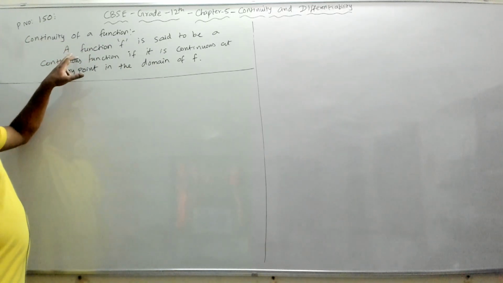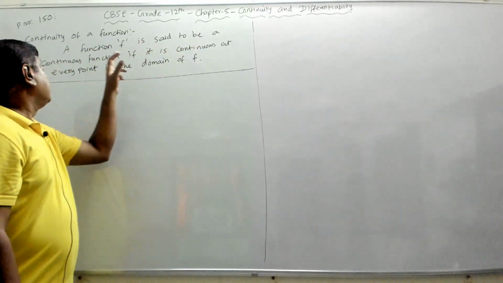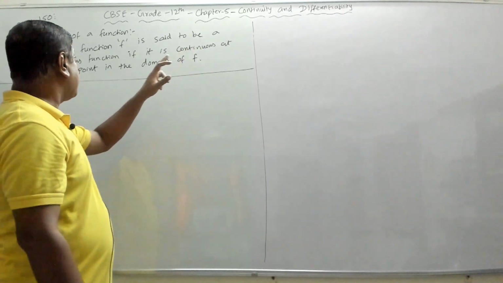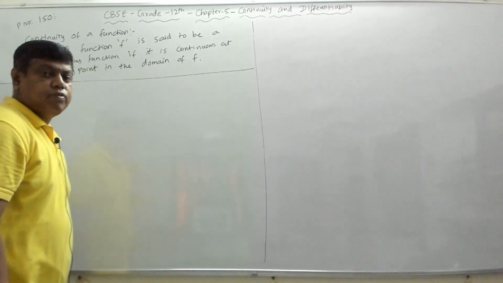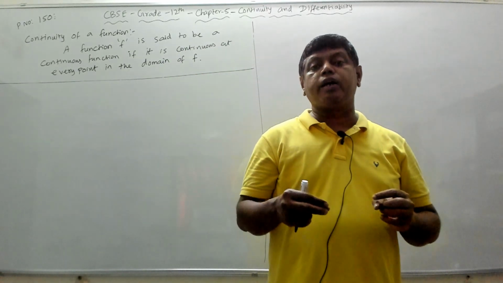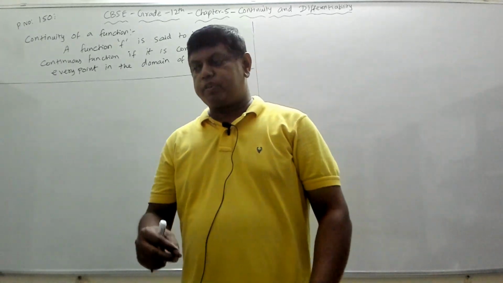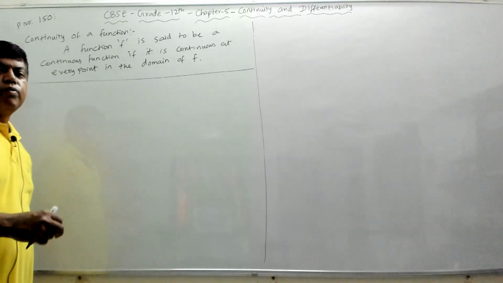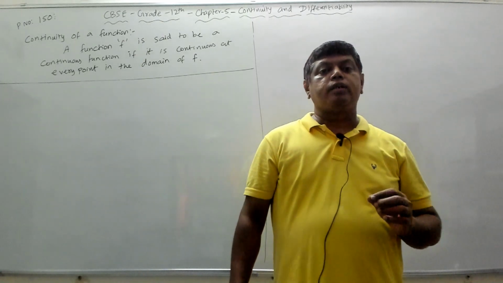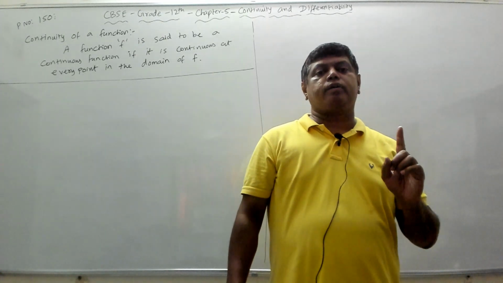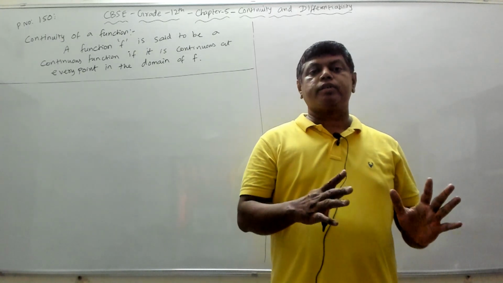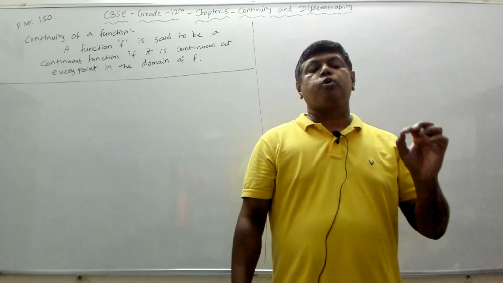A function f is said to be a continuous function if it is continuous at every point in the domain of f. If f is continuous at every point in the domain of f, then we call f continuous. Suppose f is not continuous even at one of the points in the domain of f, even if it fails for one point, then we'll say the function f as such is not continuous. So for f to be continuous, it has to be continuous at every point in the domain of f.